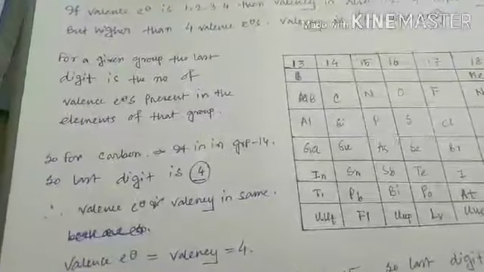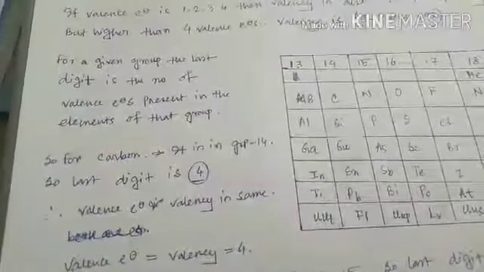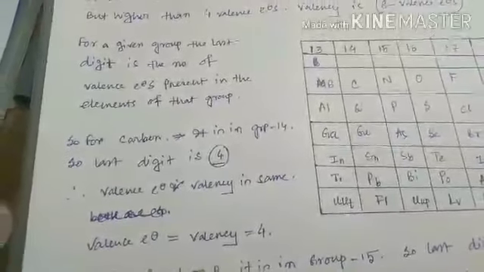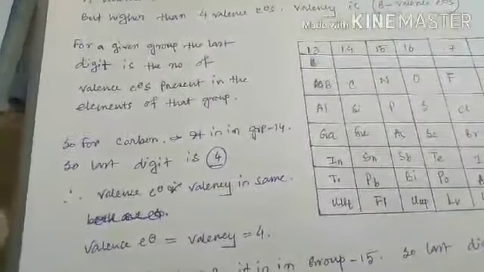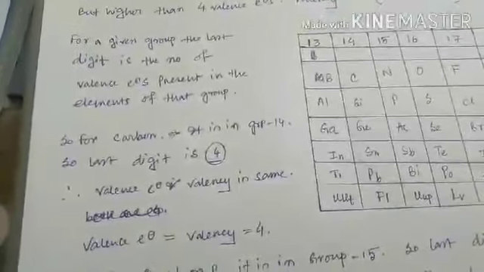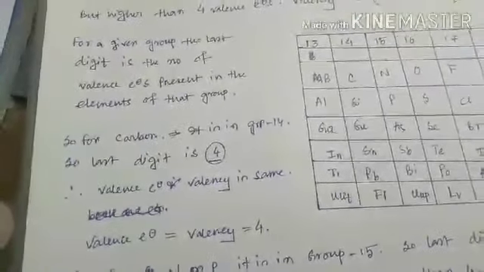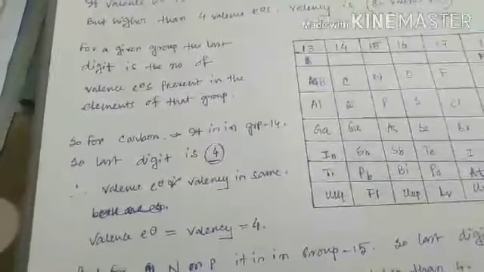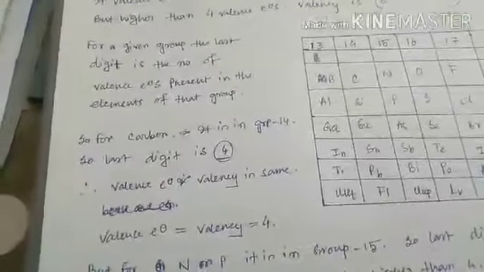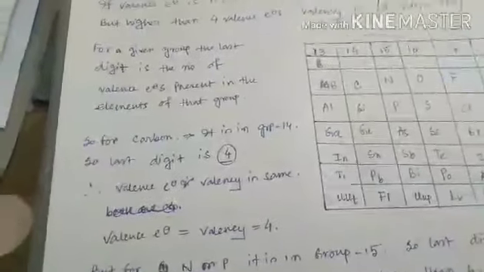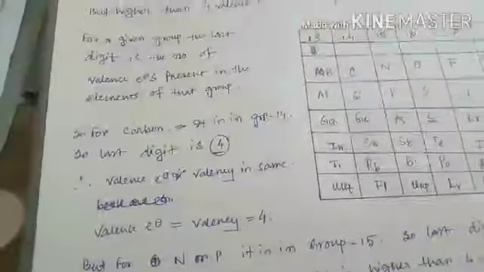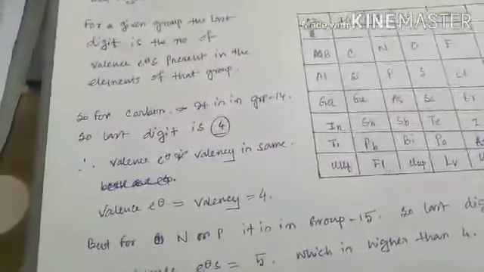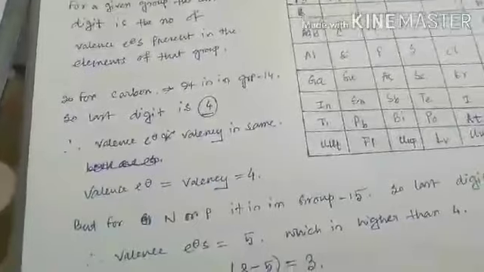For group number 14, the valence electrons will be 4. I give an example: carbon is in group 14, so the last digit is 4, so the valence electrons are 4. And I have already said that up to 4, the number of valence electrons and the valency are the same. So here the number of valence electrons is 4, so the valency will also be 4.